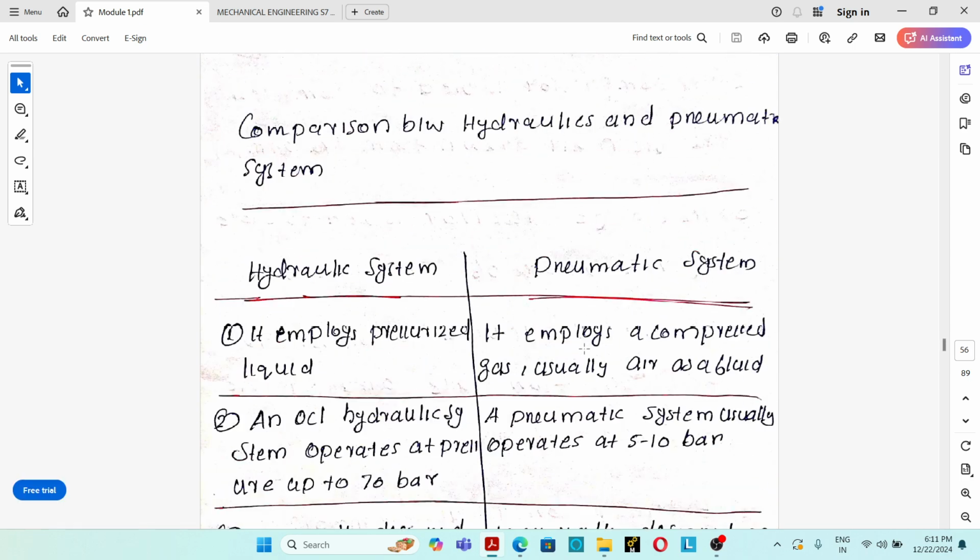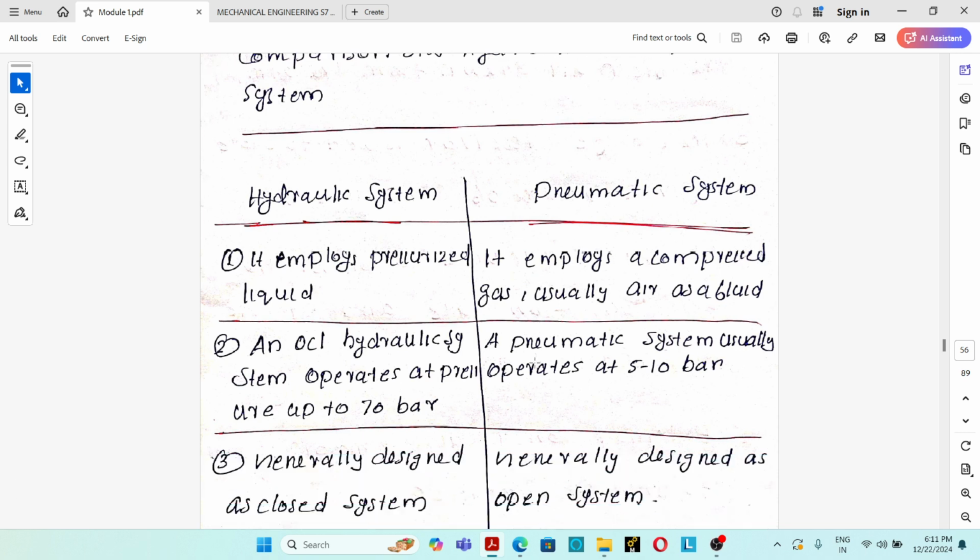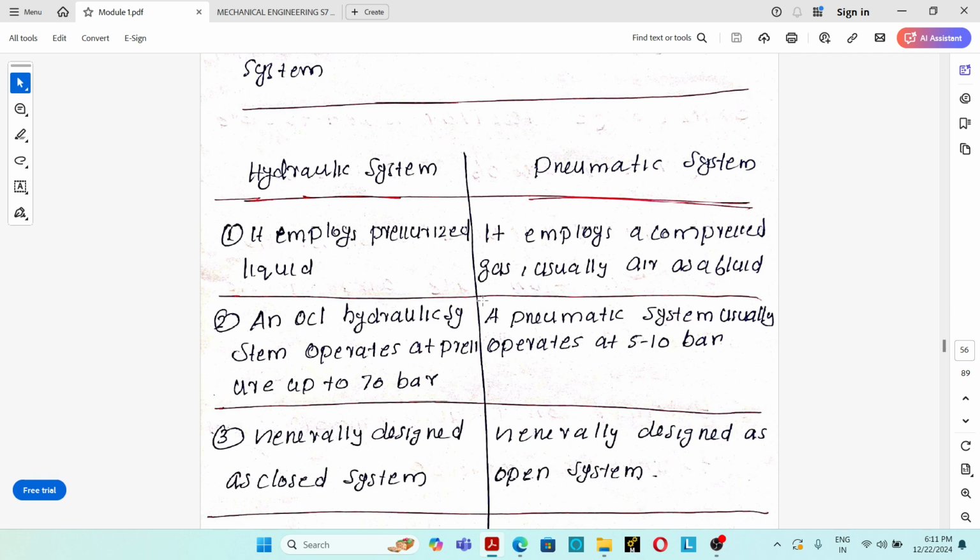Just a comparison between hydraulic and pneumatic system. Another important topic: comparison between hydraulics and pneumatic system. So you have to write in this way only. You have to compare the hydraulic system and pneumatic system. First of all, the hydraulic system employs pressurized liquid, pressurized hydraulic oil.